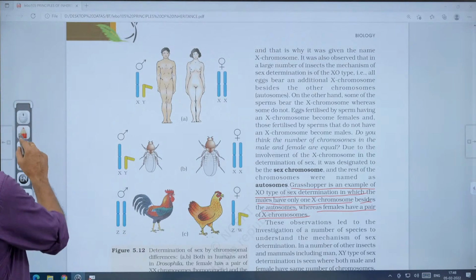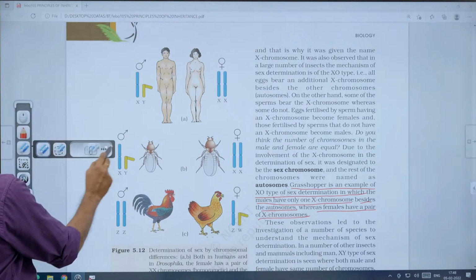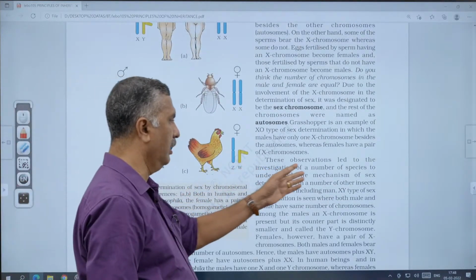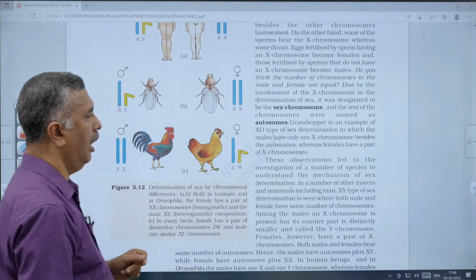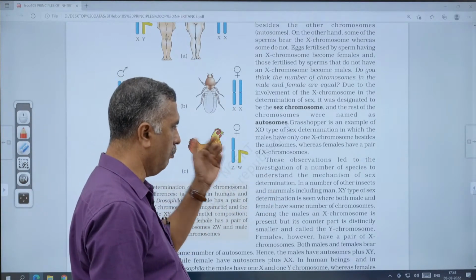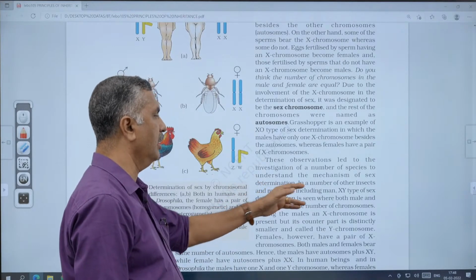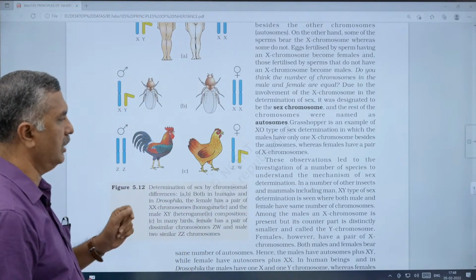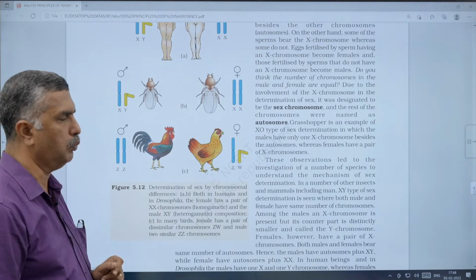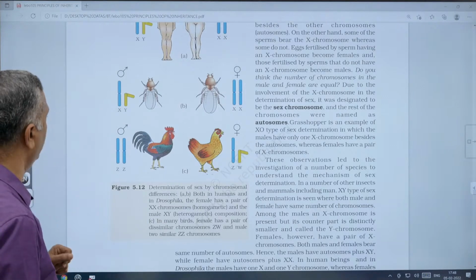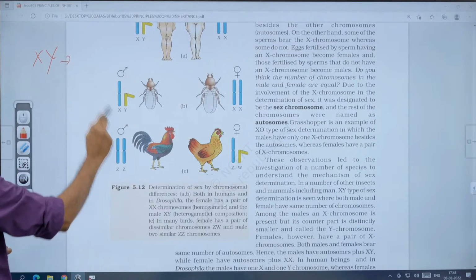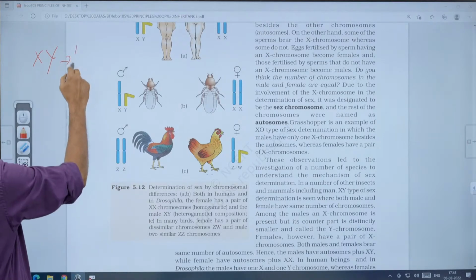Then the second mechanism, which we have studied and know, is the XY mechanism. Observations in a number of species led to understanding this mechanism of sex determination. In a number of other insects and mammals, including humans, the type of sex determination is called the XY type of sex determination.